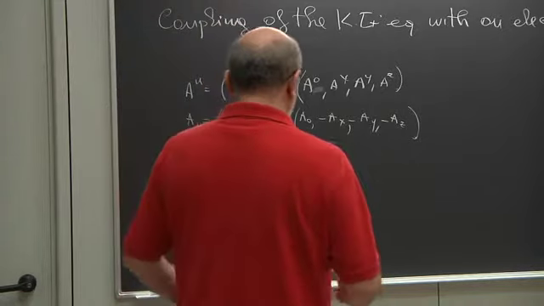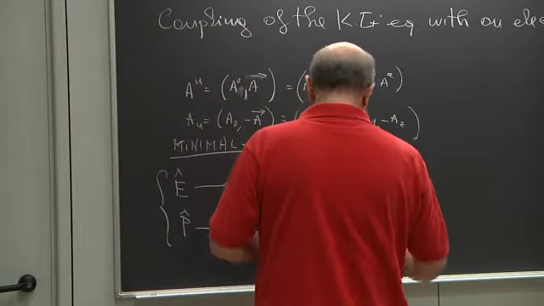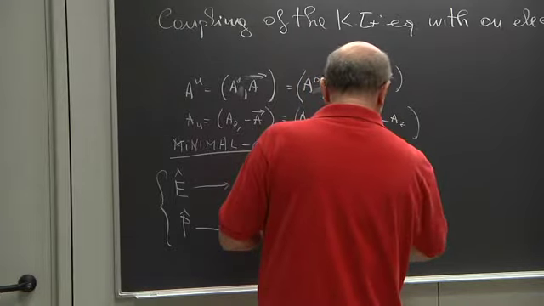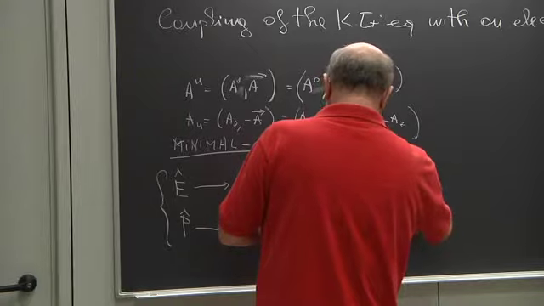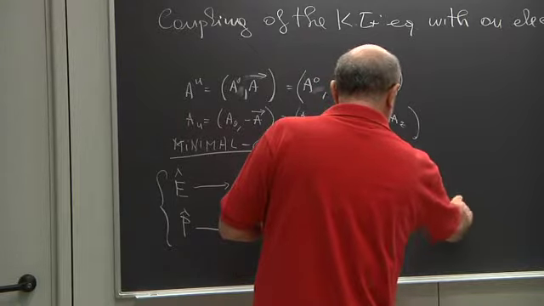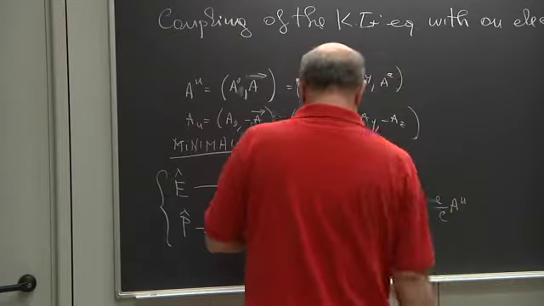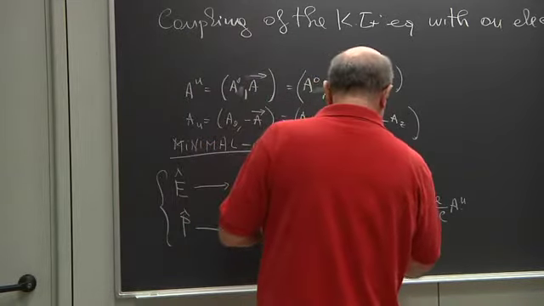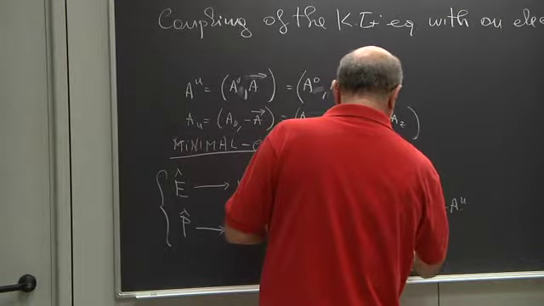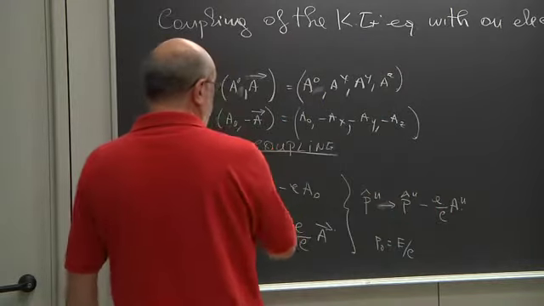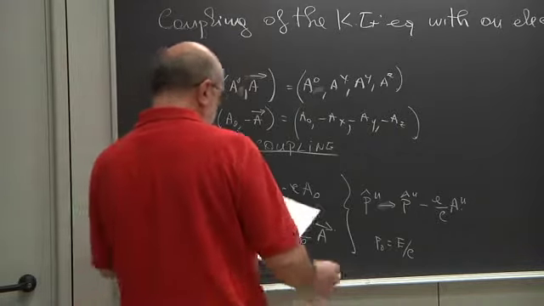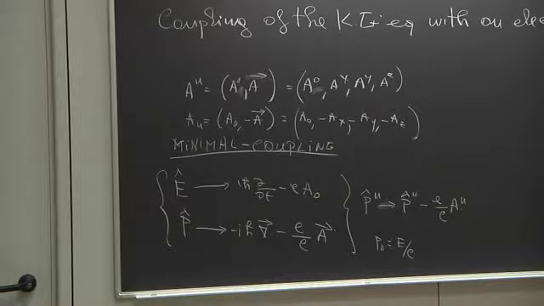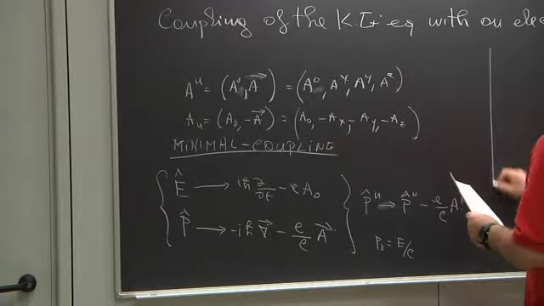And we can write this, if you remember, in four-vector notation, P mu goes into P mu minus e over c A mu. And let's remember that P0 is equal to E over c, so all the right factors go in the right place. Now, this minimal coupling scheme works.